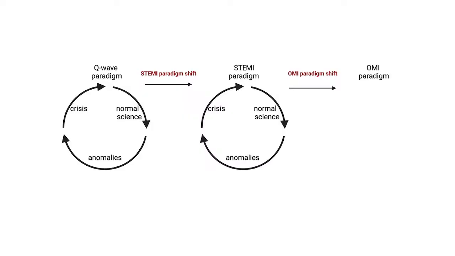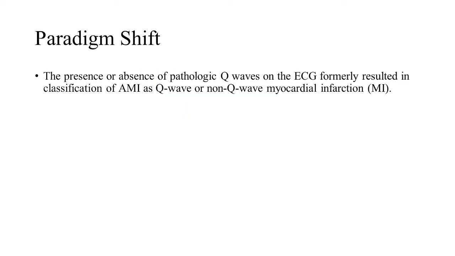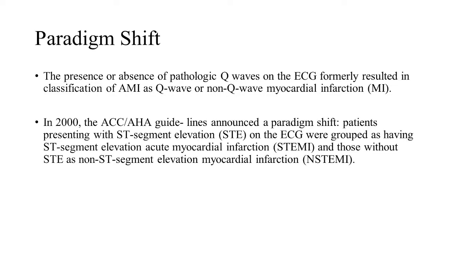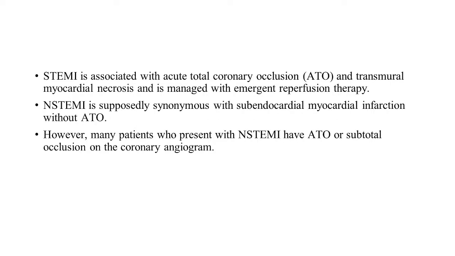So the need for a paradigm shift from STEMI to occlusion myocardial infarction is very evident from this study. Coming to this paradigm shift, initially, as I said, there was the presence or absence of pathological Q waves, from which they classified acute myocardial infarction as a Q-wave MI or a non-Q-wave MI. But in 2000, the guidelines suggested a paradigm shift from Q-wave myocardial infarction to STEMI and non-STEMI, with ST elevation versus no ST elevation.